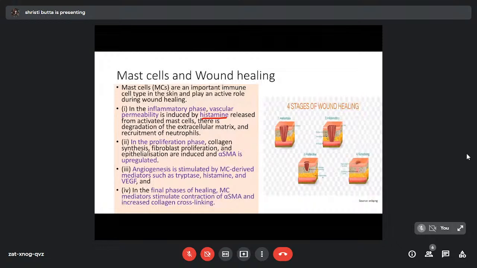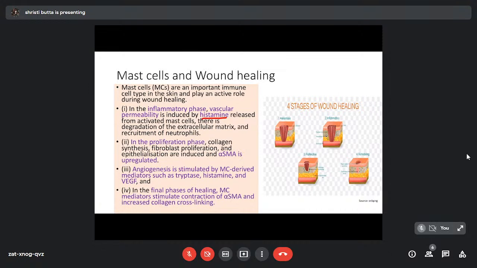Okay, and then you have the angiogenesis, which is again mast cell driven, mediators like tryptase, histamine, and VEGF, okay, which is implicated in the angiogenesis. In the final phase of the healing, the alpha SMA, which is released by the myofibroblast, results in contraction and increased collagen cross-linking.